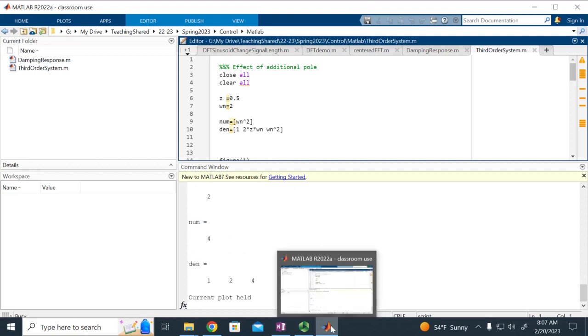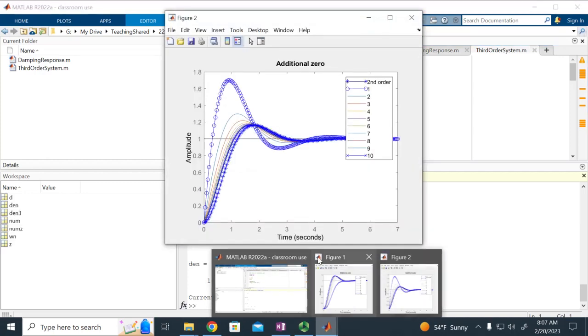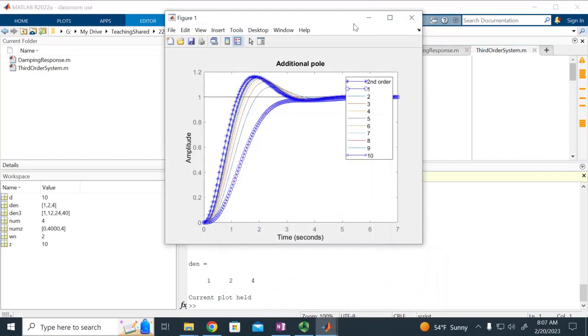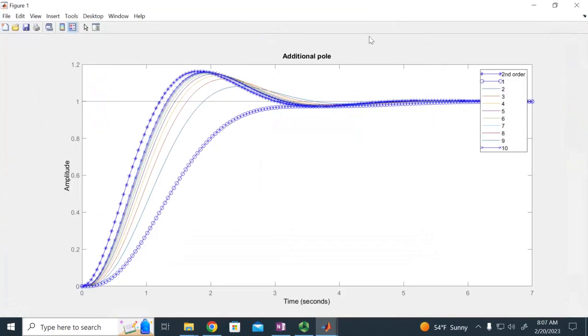What MATLAB is going to do is plot the response for various values of alpha. So looking at the response here, if you look at the graph here, this represents, let me capture it.